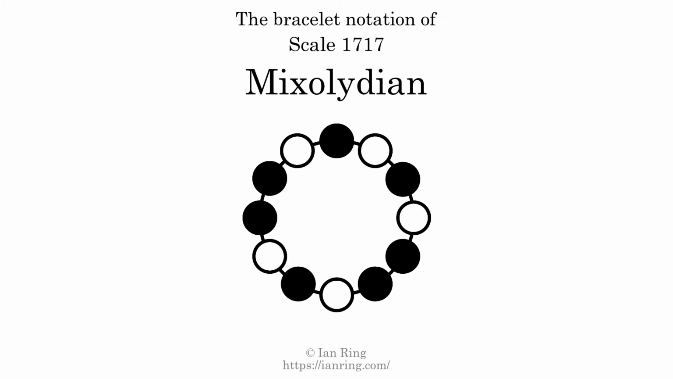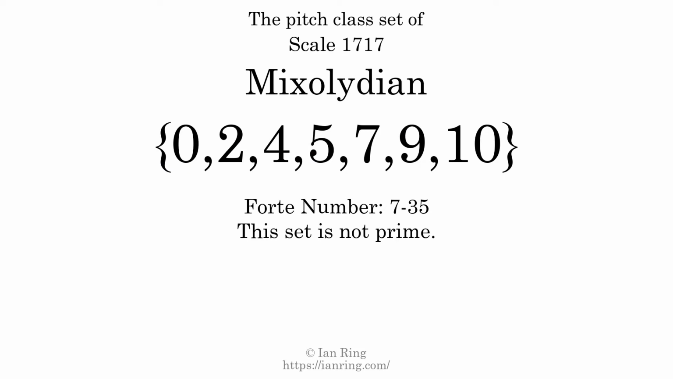This is a bracelet notation diagram of scale 1717. The shaded circles represent tones that appear in the scale, and they are read clockwise, starting at the top. The pitch class set for this scale is 0, 2, 4, 5, 7, 9, 10. The Forte class is 7-35. This set is not prime.